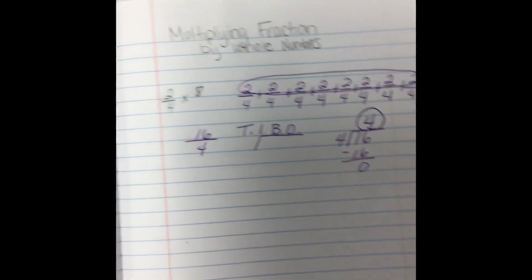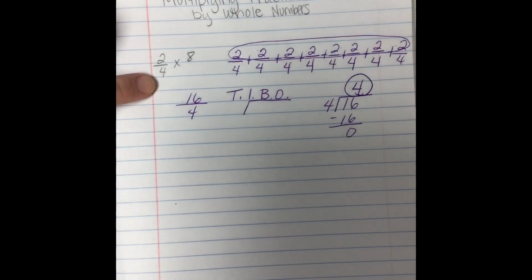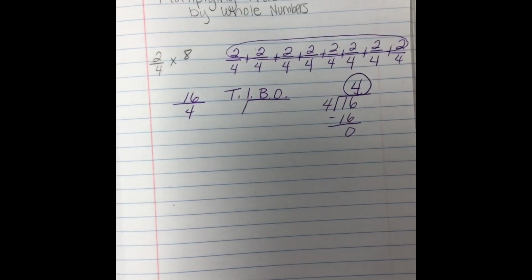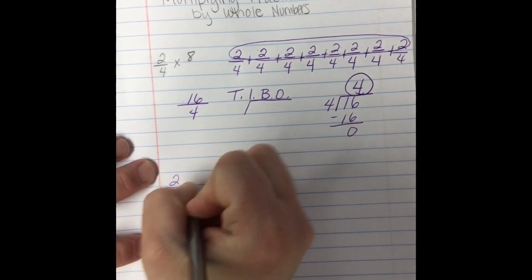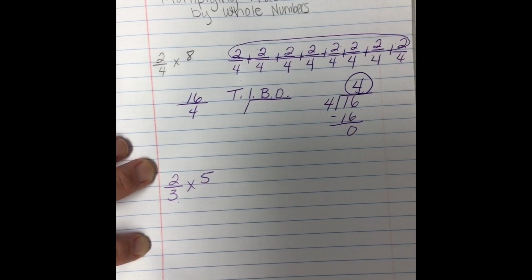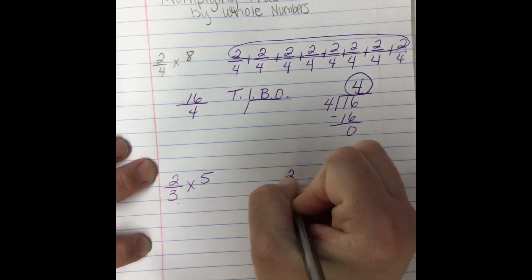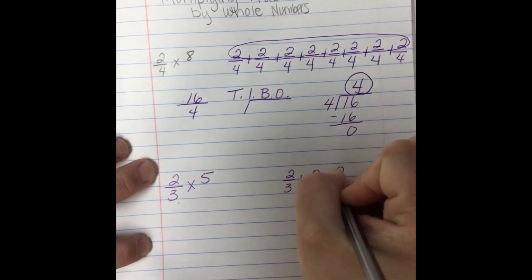Which is what we got just a minute ago when we did it in groups. Okay? But not always are my problems going to be so simple. If your denominator can go into your whole number, then you can draw a picture. But what if I have 2/3 times 5? Okay? 3 doesn't go into 5 evenly. So here's where you would have to do your repeated addition. 2/3 5 times.